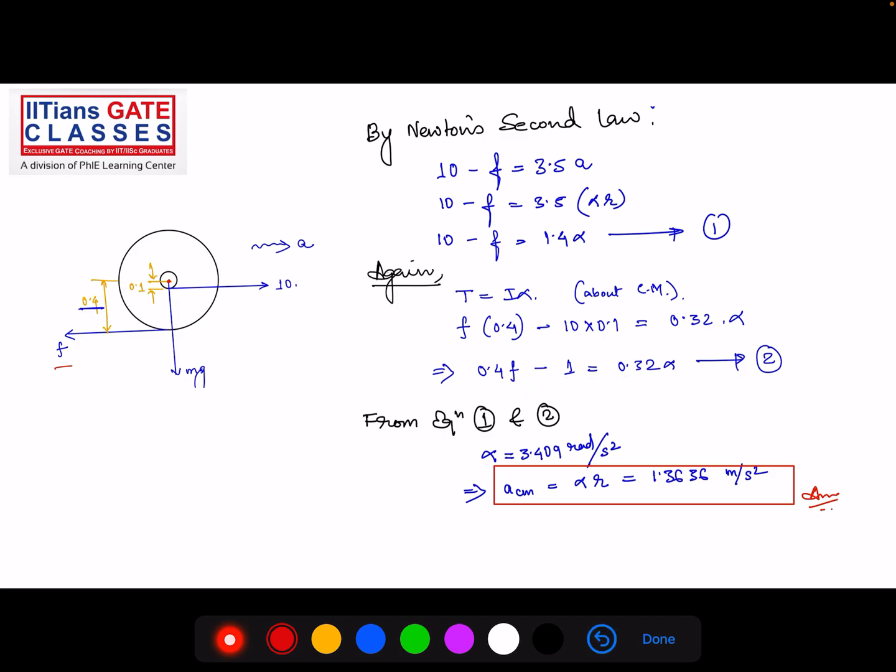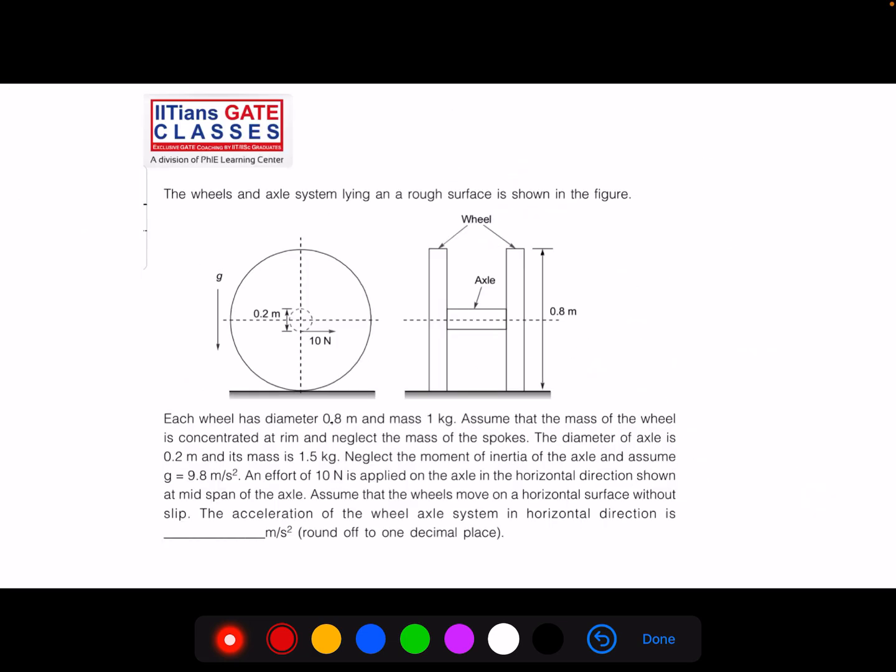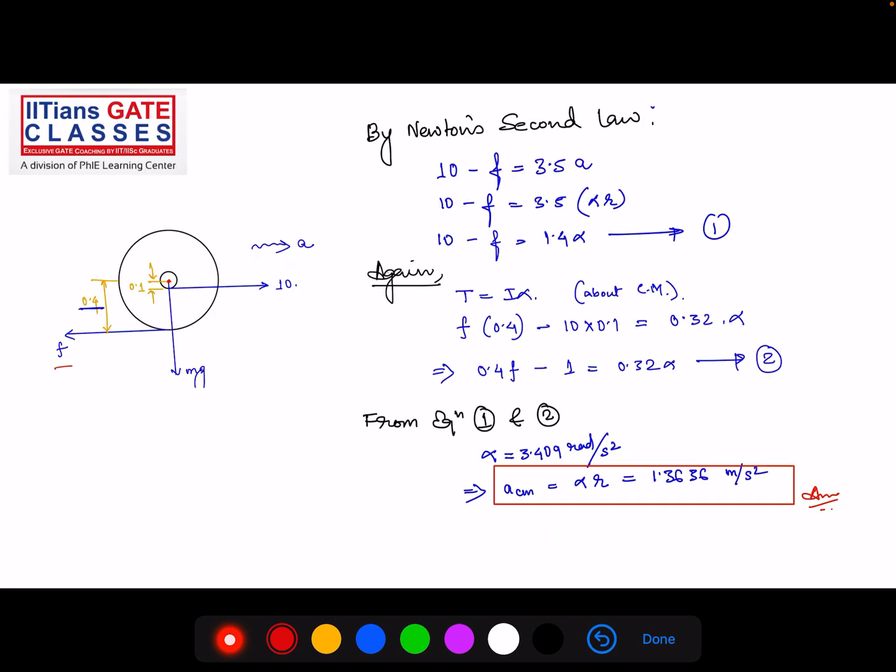If you solve equation 1 and 2, you will get the value of alpha as 3.409, right. So what will be the acceleration? You have been asked what? Is it alpha or acceleration? The acceleration, right, to 1 decimal place. So the acceleration is equal to alpha r. What is the value of r? We have calculated r is equal to 0.4, right? So alpha r is equal to 1.3636 meter per second square. If you round it off to 1 decimal place, it will become 1.4 meter per second square. This is the answer.